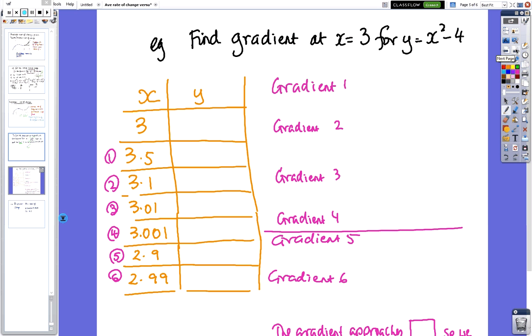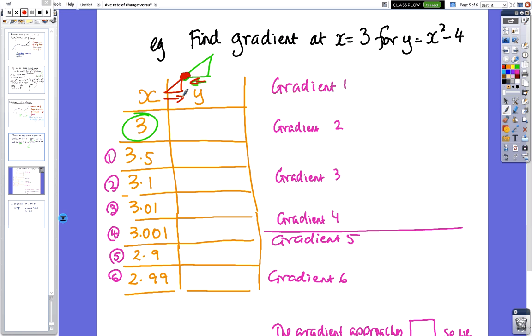So the key point is we're going to have a look at what happens at 3, so the gradient at 3. We're going to measure what happens from in front, but we're also going to measure what happens from behind, and we'll see if these values approach the same thing. We're still going to have this key point, but we're going to make the triangle come from the right, and also look at the triangle from the left and see what happens.